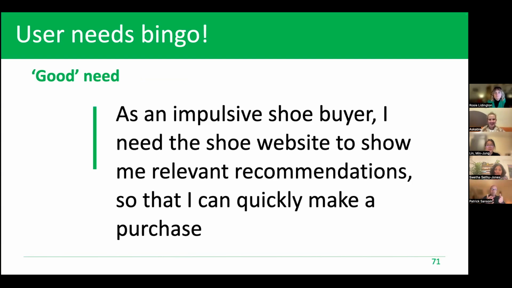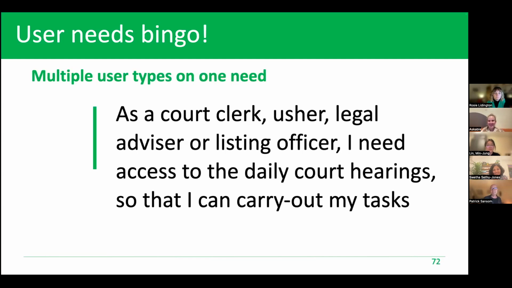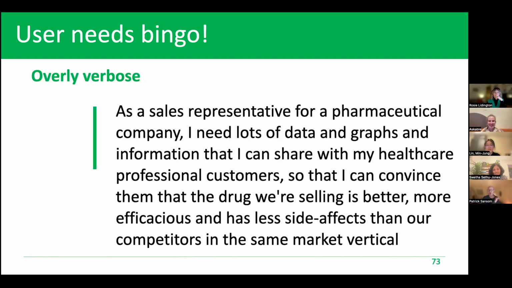In this imaginary set of user needs, there is a cohort of users called the impulsive shoe buyer, and for them, maybe when they're listening to a really boring presentation about user needs, they might be scrolling on the phone and buying nice shoes. Multiple users on one need. Overly verbose. That one was nice and obvious.